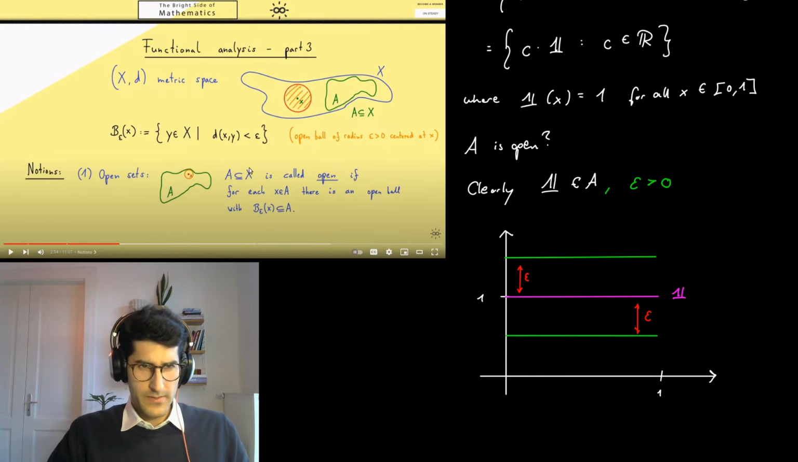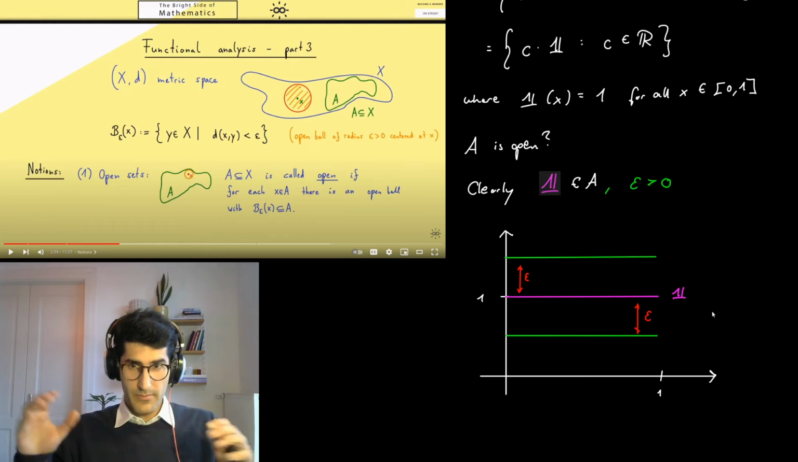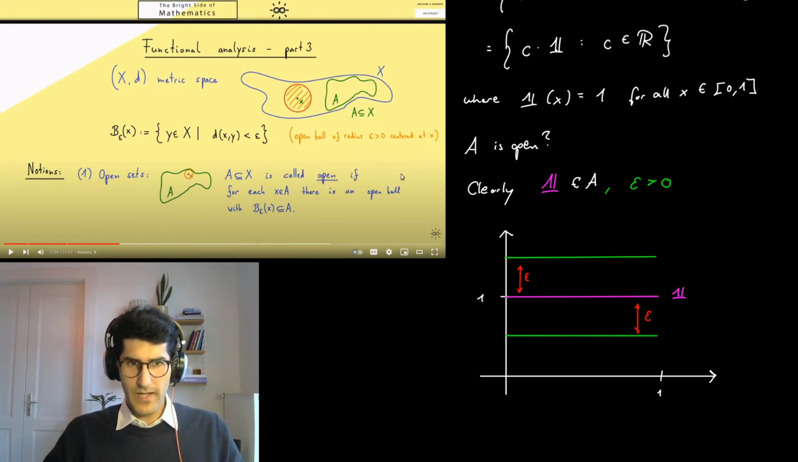Why is that? So in the definition, we take an element outside the set that we want to check for openness. In our case, it's the function 1. And now we need to find a value of epsilon such that within this tube, so now I'm using the language of our metric space, there are only constant functions. This is the condition here below.